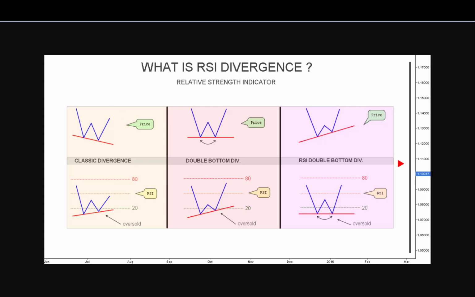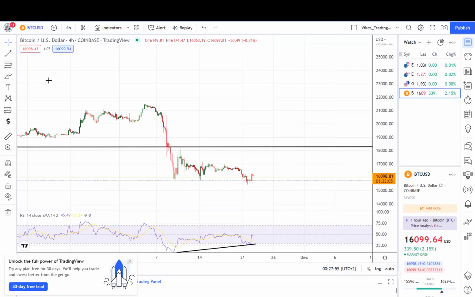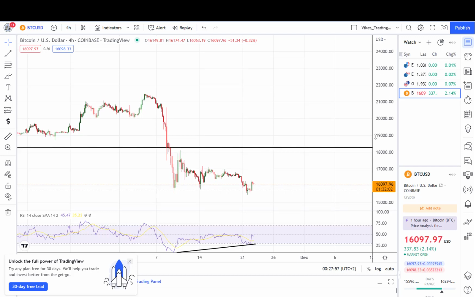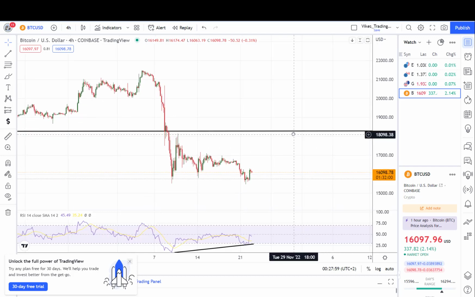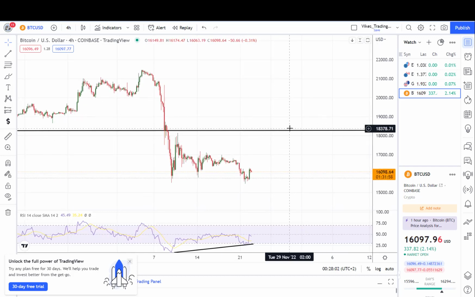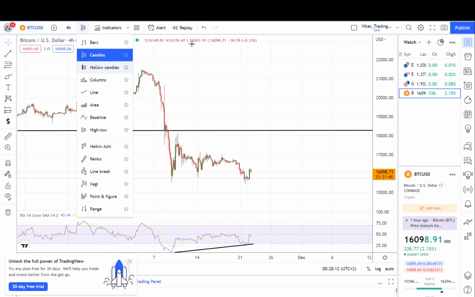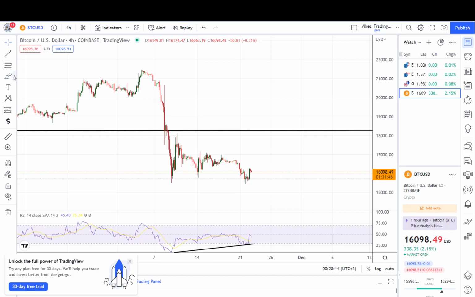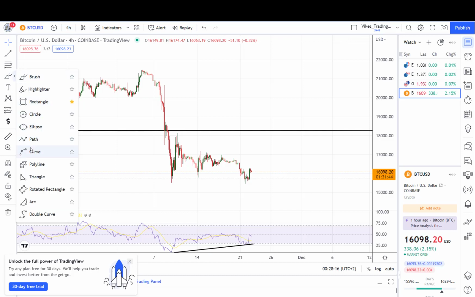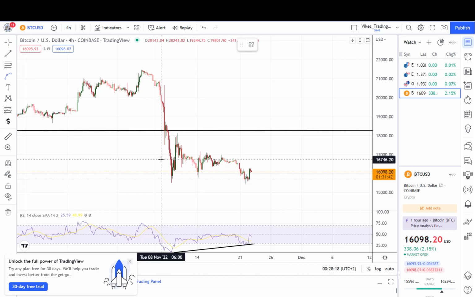So back to our pair Btcusd. I understand the people who trade BTC have been affected very much by the incident of, is it FTX? Yeah. So in our scenario, let's change. Okay, basically I like drawing my double bottoms using this one.